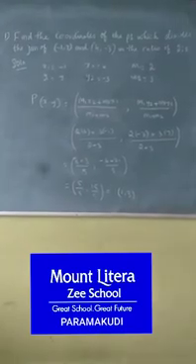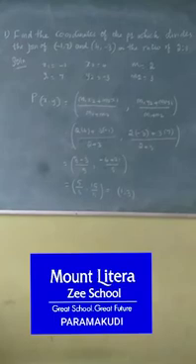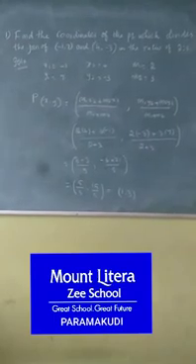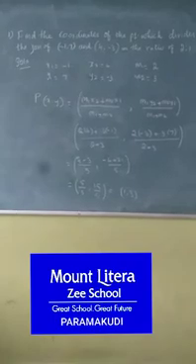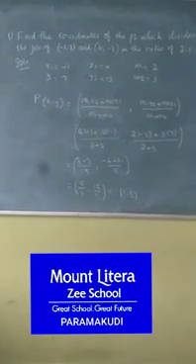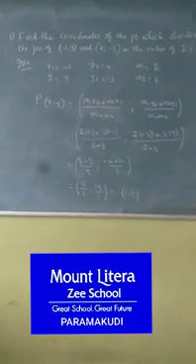Very good morning, students. In this class we are going to learn how to find the coordinates of the point which divides the join of (-1, 7) and (4, -3) in the ratio 2:3. So here we are going to use the section formula. Before starting the formula, I want to write the x1, y1 values.